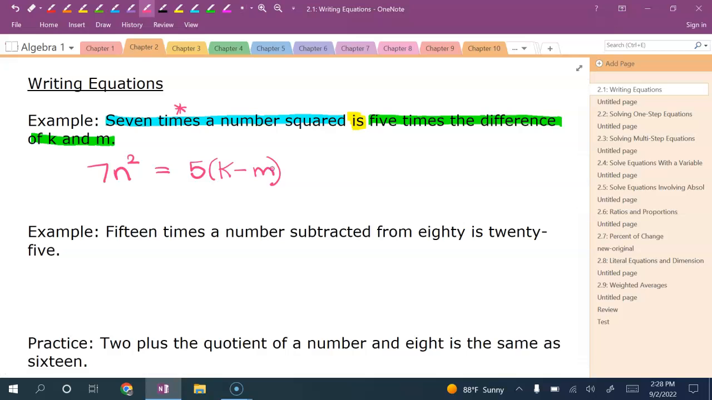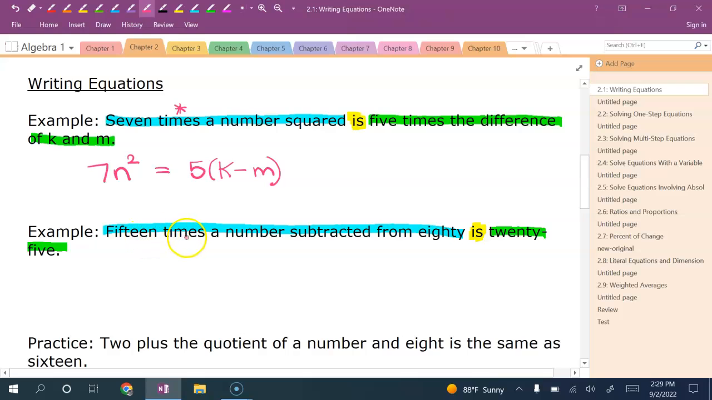So let's take a look at the next one. 15 times a number subtracted from 80 is, there's my key word for the equal sign, 25. So again, I would look at, there's a left-hand side of the equation that I'm going to have to write out something for, and there's a right-hand side.